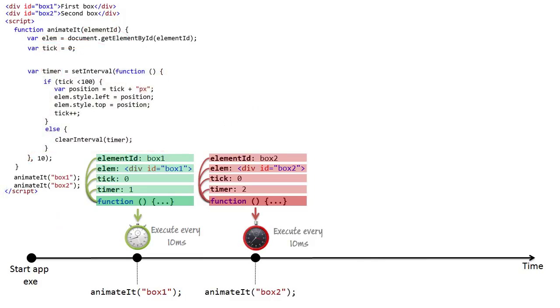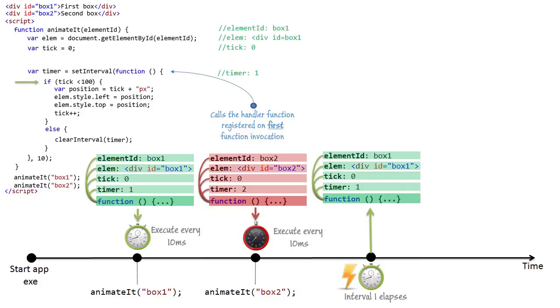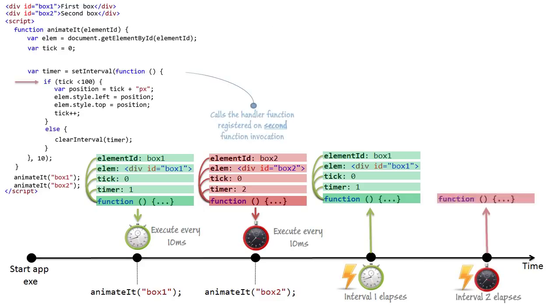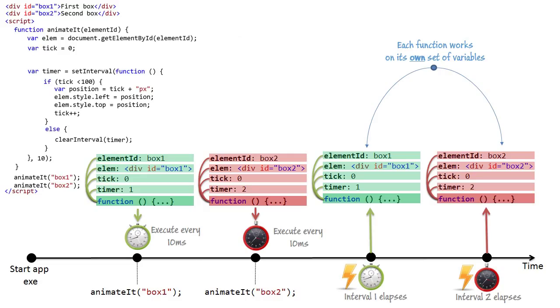After the first 10 millisecond interval expires, the browser will call the first function that we have registered. Because this function is a closure, along with it come all external variables accessible from the scope in which the function was created. For example, this means we access the box1 HTML element and that the current timer ID is 1. Later, when the second interval expires, the browser calls the second function that we have registered. In this call, all external variables available at the moment of function creation are accessible. This means each function works with its own set of variables.